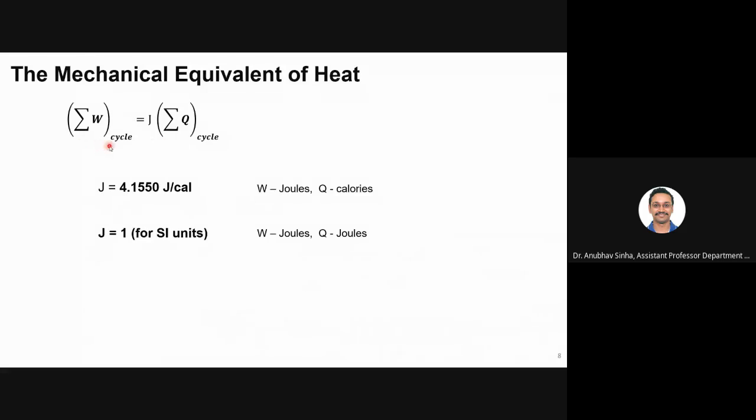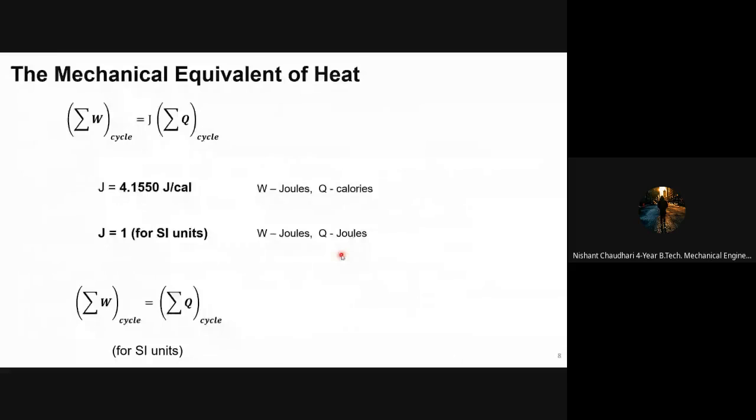So cycle means I have come back to the initial point, and then the total work done during the cycle is equal to the total heat that is released in that cycle, and this will be one for both in joules, SI units. Is this clear? For a cycle, is it correct? The person who asked the question. Yes, sir. Fine.